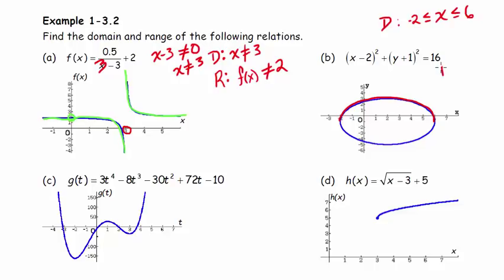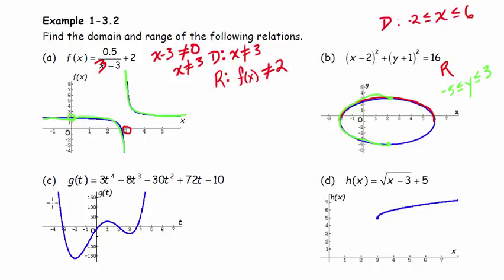Now for my range, I want to look up and down. The smallest value I can take on is down here. That looks like -5, up to right here. What would you call that? Does that look like 3? So we would say my range then would be -5 less than or equal to y less than or equal to 3.